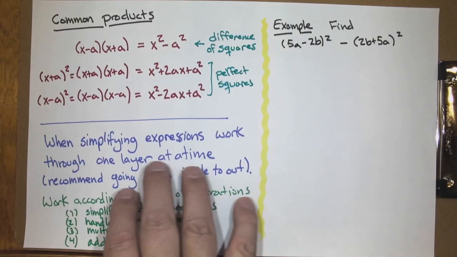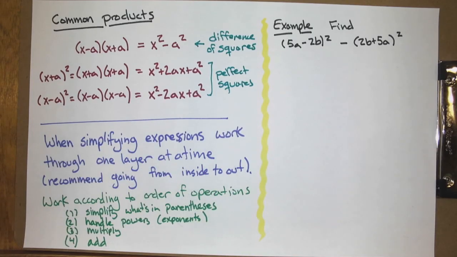there's some advice here. When simplifying expressions, work through one layer at a time. I recommend going from inside to out. I like to say this, that oftentimes when simplifying expressions, these are what I might call onion problems. Because onions have layers. And there might also be some tears involved along the way. But it's just a matter of being methodical and working through it.